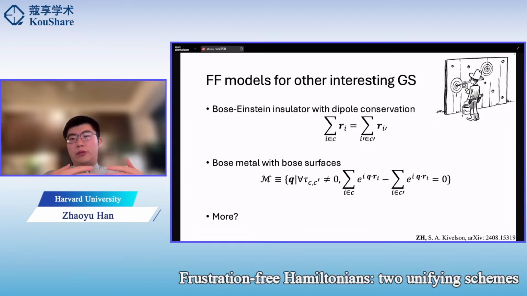And moreover, when you choose special hopping structures such that the system has dipole conservation, the resulting state is an insulator with off-diagonal long-range order. So the so-called Bose-Einstein insulator can be stabilized here. And lastly, when you choose your hopping structure such that the following conditions are satisfied on a submanifold of the Brillouin zone, the system features gapless excitations on this submanifold. And when the submanifold is not zero-dimensional, the resulting state can be called a Bose metal with Bose surfaces.